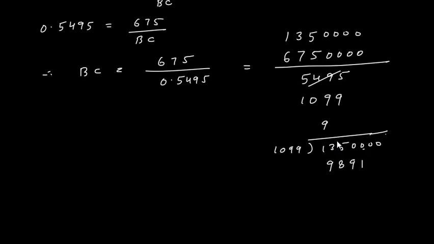1350 is smaller than 1099? No, 1350 is greater, so here I will say one time. Now it is 1099. So subtracting, 10 minus 9 is 1, 14 minus 9 is 5, and 2 minus 0 is 2. So this is 251, and then I will bring down this 0, so it will be 2510.